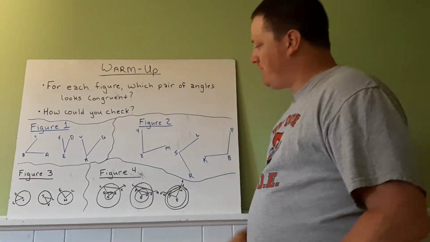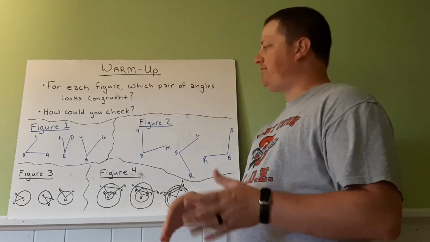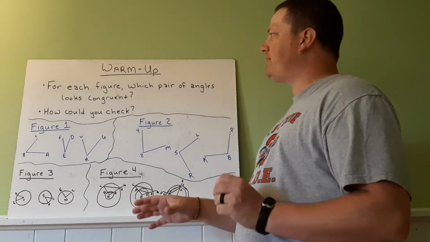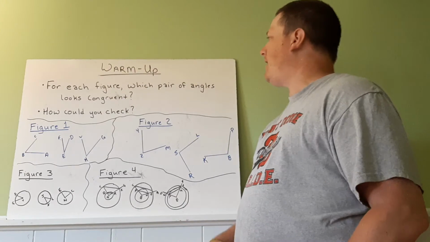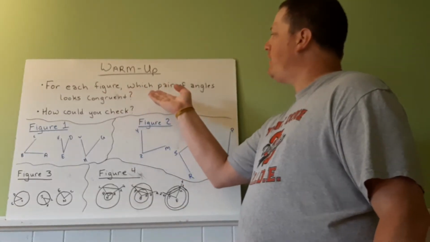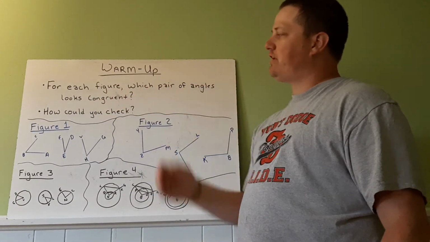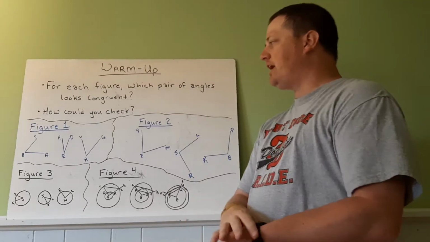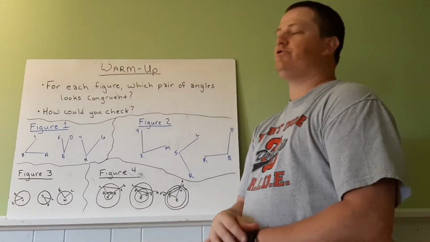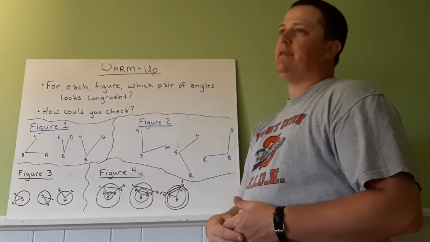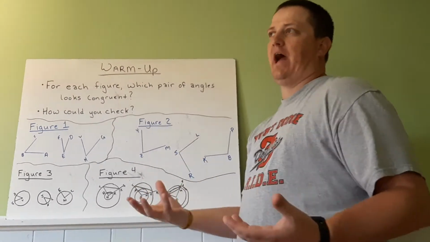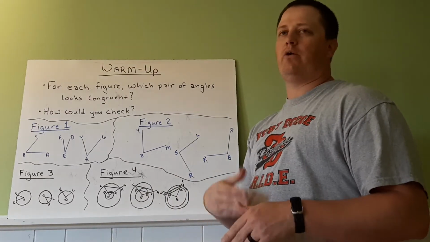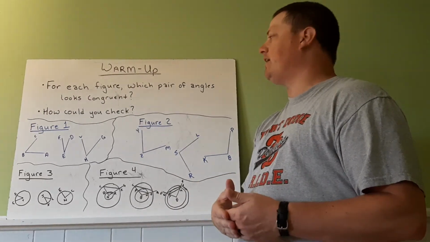All right, now I know some of these pictures are a little bit tough to see, but do the best. Remember, this is a warm-up, so being wrong isn't a big deal. For each figure, which pair of angles looks congruent? So you're just looking at which ones look like they're close to congruent. And if you have the angles in front of you, how could you physically check to make sure that they're congruent or prove that they're congruent?